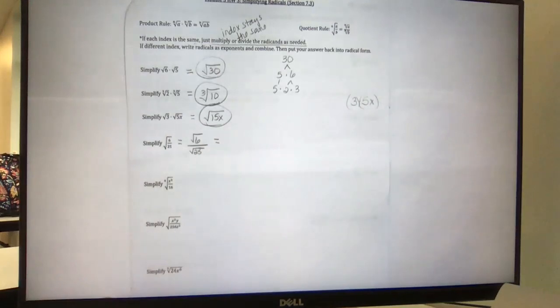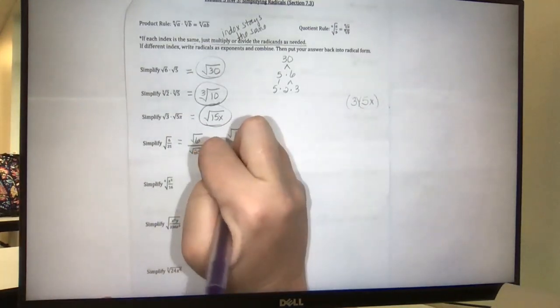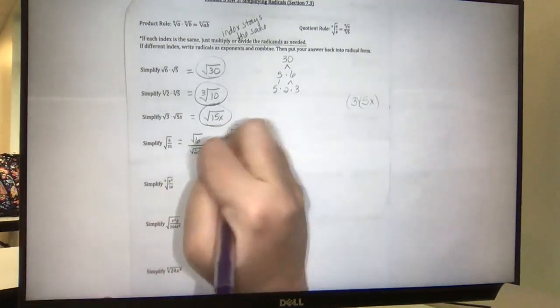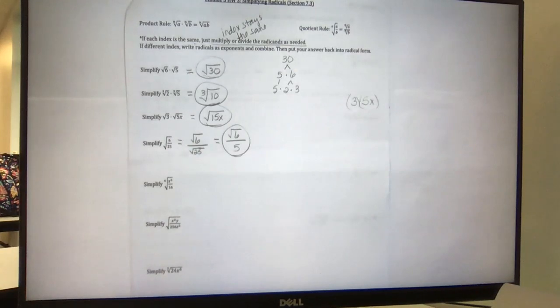All right, is there anything I can do with the square root of 6? No, he's just done. What's the square root of 25? 5. You're done. Okay, so just nice little reducing of things.